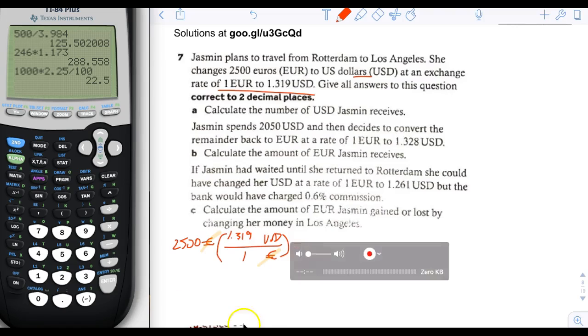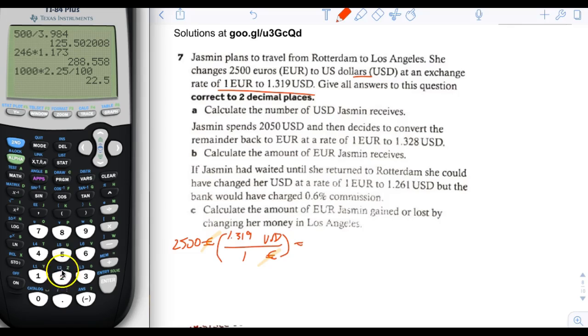So 2,500 times 1.319 US dollars. That gives me 3,297.50. Okay, so 3,297.50 US dollars. That is the amount that Jasmine receives.